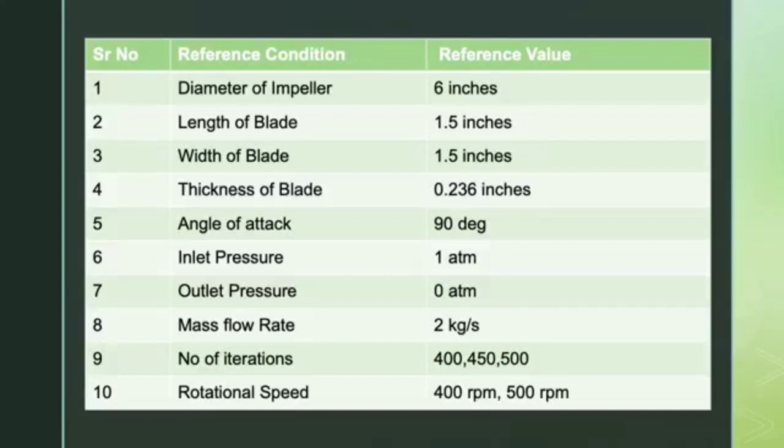Furthermore, these are the boundary conditions that we use for the analysis. We will give the reference conditions. First of all, diameter of impeller, length of blade, width of blade, thickness, angle of attack, inlet and outlet pressures, mass flow rate, number of iterations, and rotational speeds.